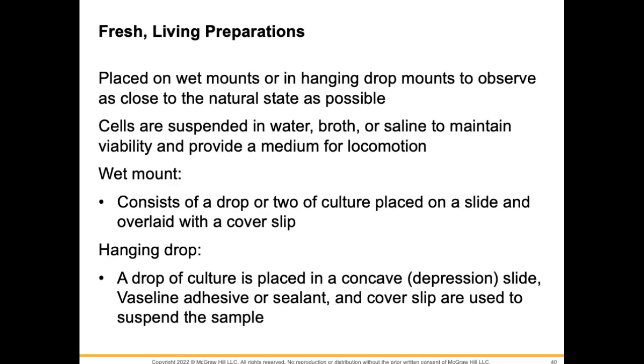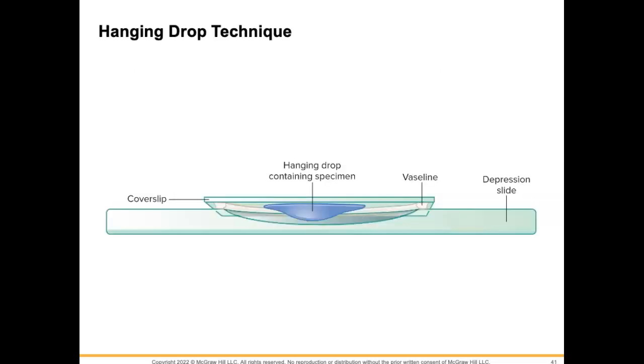So there's wet mounts and hanging drops. A wet mount consists of a drop or two of a culture placed on a slide, and then we put a cover slip on top. Hanging drop, basically we have concave or depression slides, and we just put the specimen in that concave depression, and sometimes they take Vaseline or some sort of sealant and cover that sample. And that is a hanging drop example.